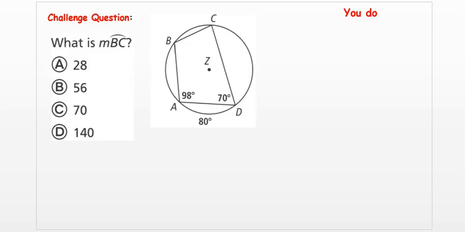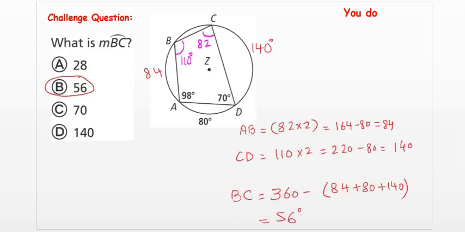They said, what is the measure of arc BC? Pause the video here, solve it on your own, and then play the video to check your answer. So here is the solution for this challenging question. It's a really difficult question for you maybe to understand, because this is the inscribed quadrilateral, and we will find each angle of the inscribed quadrilateral, and you know that the sum of the opposite angles of the inscribed quadrilateral is 180. So we can subtract 98 from 180 to get angle C, and similarly we can find angle B, right?